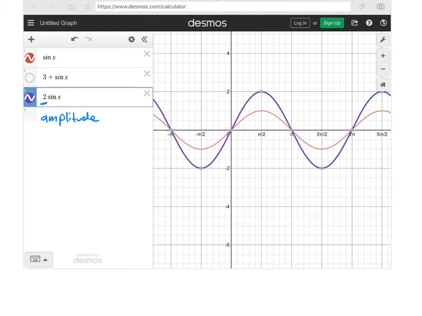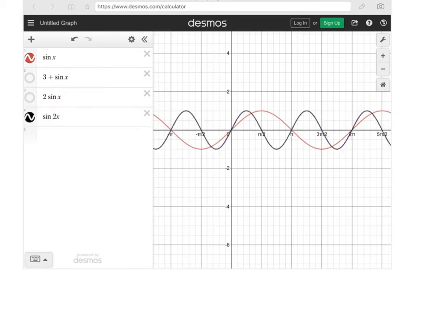So that just means from the middle of the graph, how high up will I go? So the new graph, the purple one, goes up 2 and down 2 units. When we're talking about the amplitude, we say that it will just be 2. Now, the amplitude is an absolute value. It's always positive because I'm looking from the distance from the middle. So you'll never have a negative amplitude.